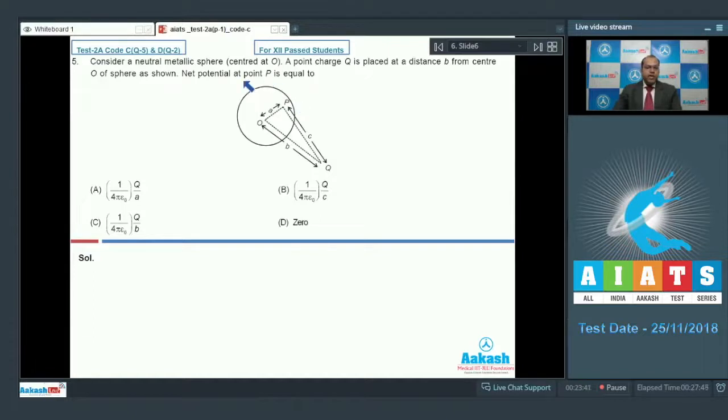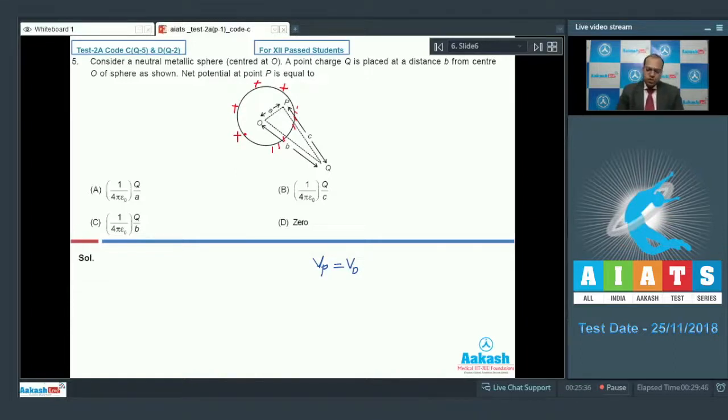It is given in the question that it is a metallic sphere. In the case of a metallic sphere, whatever is the potential at the center of the sphere, at every point of the sphere the potential remains the same till the surface. So I can say that the potential at point P is the same as the potential at point O. Due to the presence of charge Q in the vicinity of this metallic sphere, there is induction on the surface of the metallic sphere. So some negative charge will come on this side and some positive charge will be non-uniformly distributed on this side. Let me consider charge Q as positive.